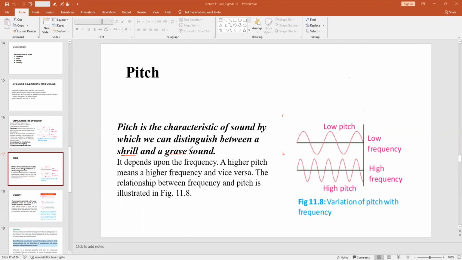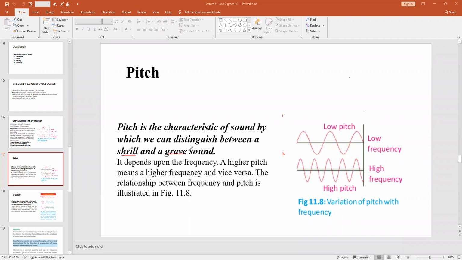So can you give me the example of a grave sound as compared to a shrill sound? Yes, girls. Sounds of man, sounds of dog, and sounds of frogs. They are thick sounds, right? So these are the examples of a grave sound. Shrill sounds can be a sound of woman. Grave sound can be a sound of a man, right? Shrill sound can be a sound of a cat or a bird. Grave sound can be a sound of a dog or a frog because they are thick sounds, right?